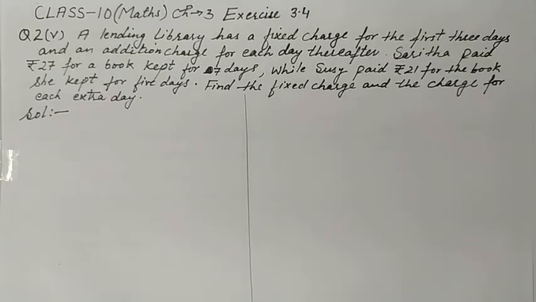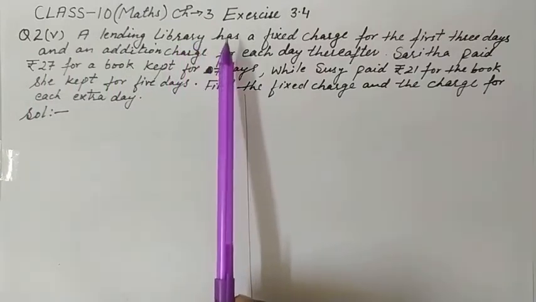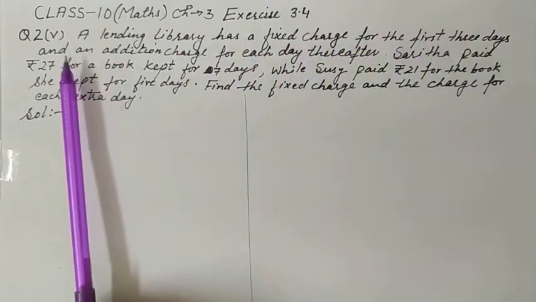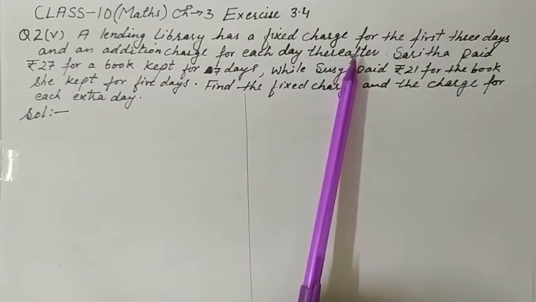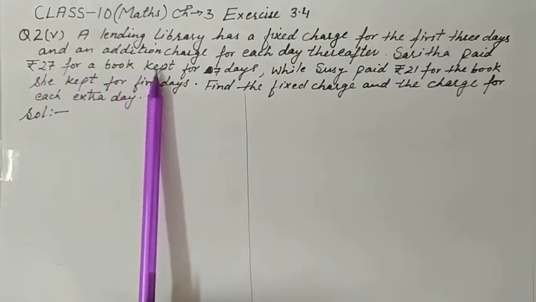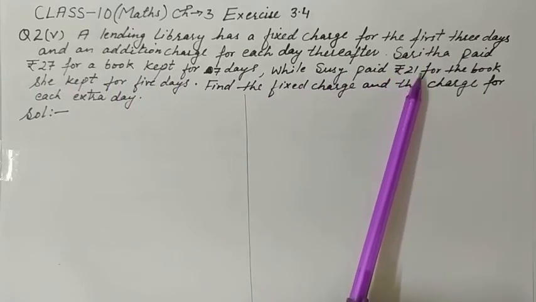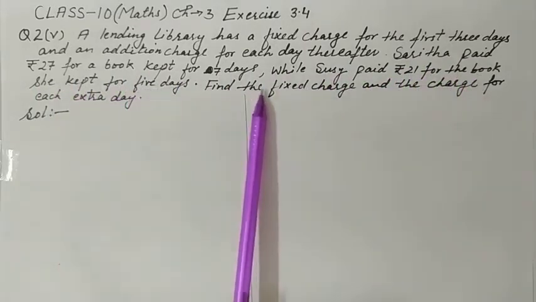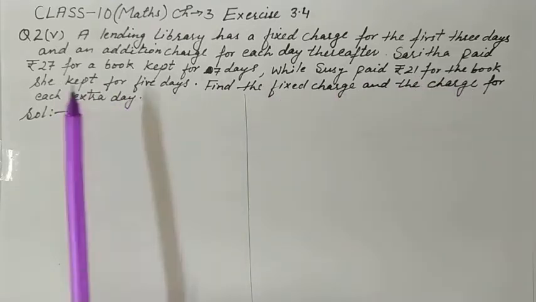Hello dear students. Let's do this question. The question is, a lending library has a fixed charge for the first 3 days and an additional charge for each day thereafter. Sarita paid rupees 27 for a book kept for 7 days, while Susy paid rupees 21 for the book kept for 5 days. Find the fixed charge and the charge for each extra day.